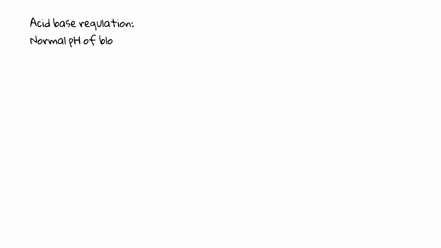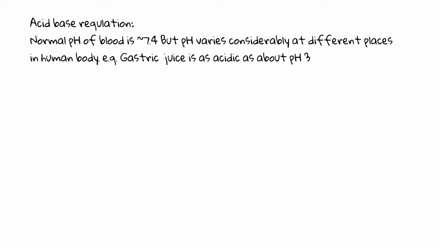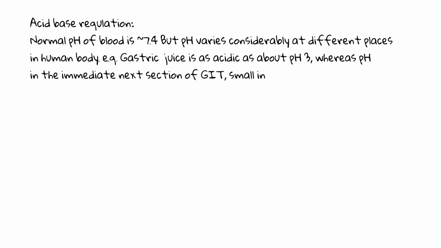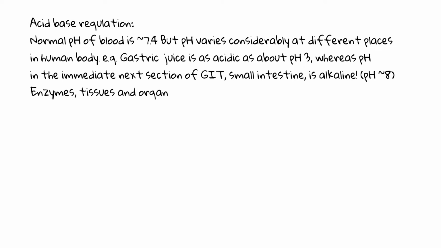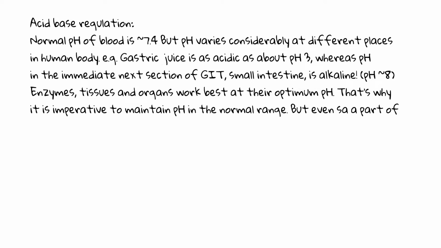Acid-base regulation. Normal pH of blood is 7.4, but pH varies considerably at different places in the human body. For example, gastric juice is as acidic as about pH 3, whereas pH in the immediate next section of GIT, the small intestine, is alkaline. pH is 8. Enzymes, tissues and organs work best at their optimum pH. That's why it is imperative to maintain pH in the normal range.